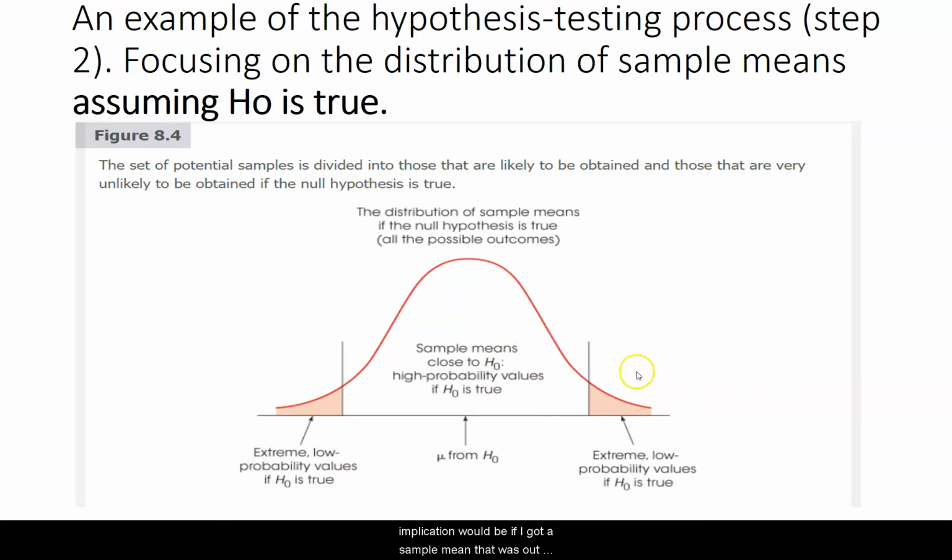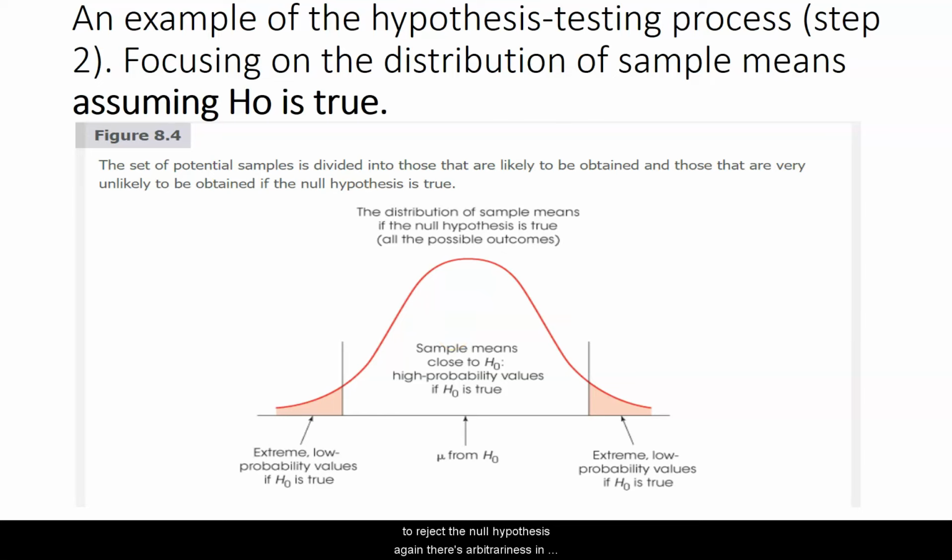The implication would be if I got a sample mean that was out here or out here in a two-tailed test, I would essentially say that the null hypothesis is unlikely to be true, and I will reject the null hypothesis. Conversely, if I found a mean in this middle white region, I would say it's not particularly unlikely that the null hypothesis is true, and I'll go ahead and accept the null hypothesis. More specifically, it's not particularly improbable that I would have gotten a sample mean that falls in here, given that the null hypothesis is true, and therefore I'll fail to reject the null hypothesis.